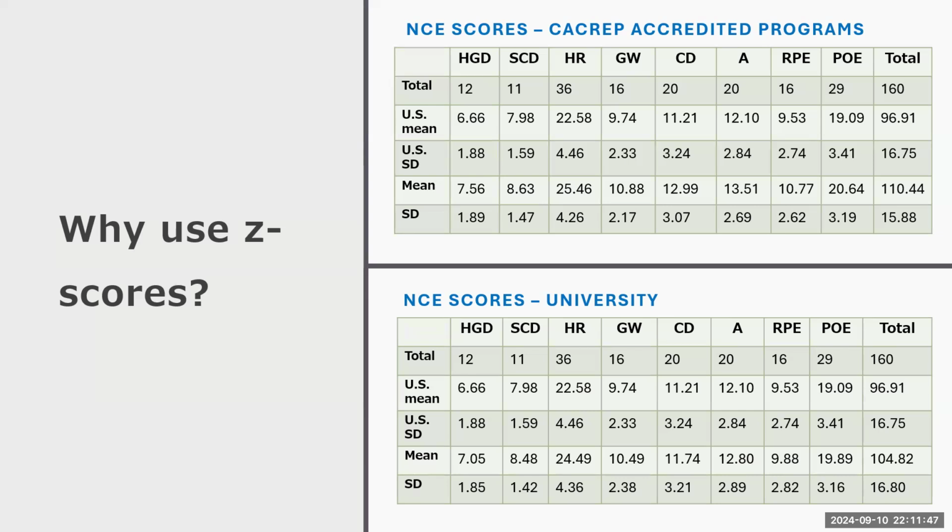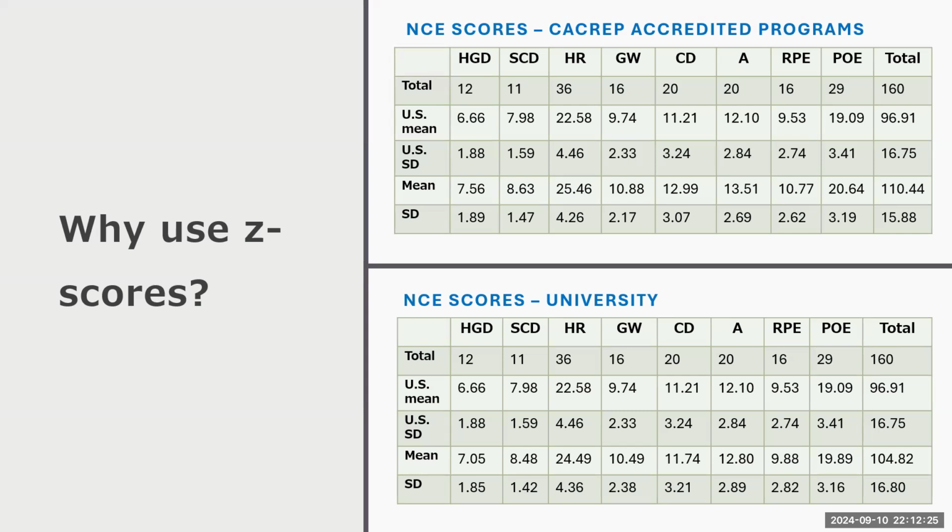So we'll be using this later to calculate Z-score. But right now you can see it looks like, for example, the CACREP accredited programs scored better than the US mean in human growth and development. Same thing for social cultural. Now, if we look down at the university scores, we can again see the number of questions, the US standard deviation and mean, you can see that's the same as the top chart. And then we have the mean for this particular university, which does happen to be a CACREP accredited school.